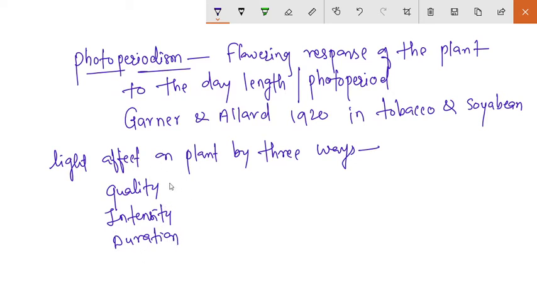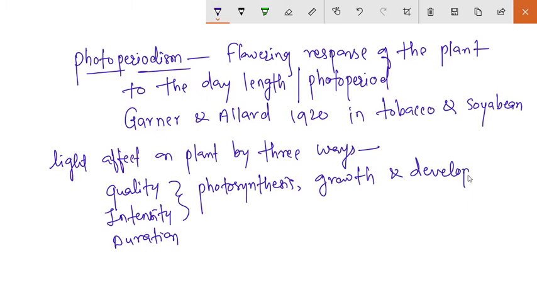This quality and intensity show their impact on photosynthesis, growth and development. But the duration of light shows its marked effect particularly on flowering. So for flowering, the duration of light is most important. The role of light is most important in flowering, particularly the photoperiod.